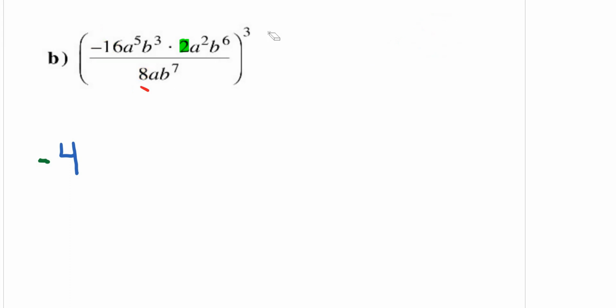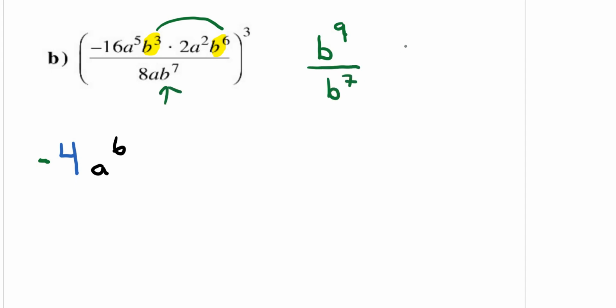All right, now let's take a look at the variables. I have a to the power 5 and a to the power 2. So a to the power 5 and a to the power 2 is a to the power 7. And then I have an a on the bottom, so we're dividing by an a. So 7 minus 1 is 6, so this will be a to the 6. After that, let's take a look at my b variables. I have a b cubed, a b to the 6. So b cubed and b to the 6 is really b to the power of 9. And then I divide that by b to the power 7, which is really b to the power 2. So now I have b to the power 2.